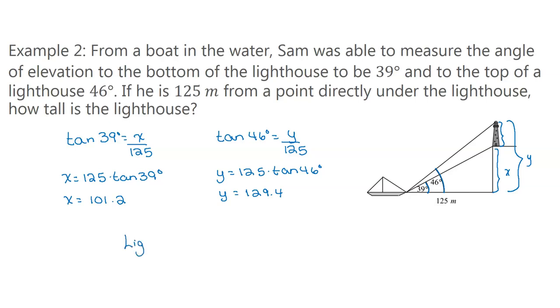So now the lighthouse is going to be the difference in these two values. So 129.4 minus 101.2 gives me 28.2 meters.